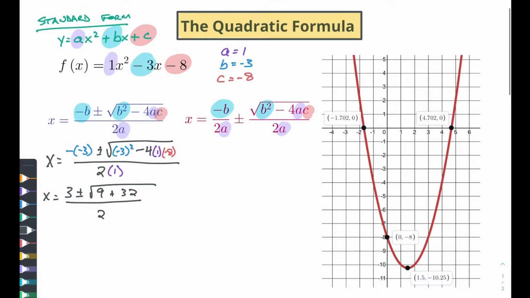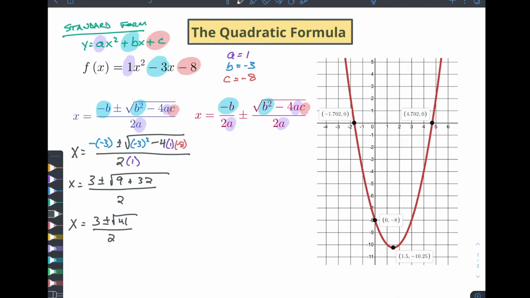Then we have x equals 3 plus or minus the square root of 9 plus 32, which is 41, divided by 2. That doesn't do a whole lot for us now, so we kind of have to convert this into a decimal, and you could probably figure out from the graph sitting right next to us what these results are going to be, but let's drop it into our calculator all the same.